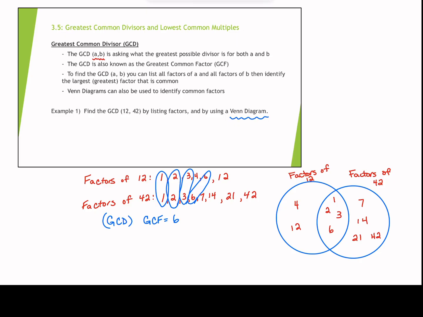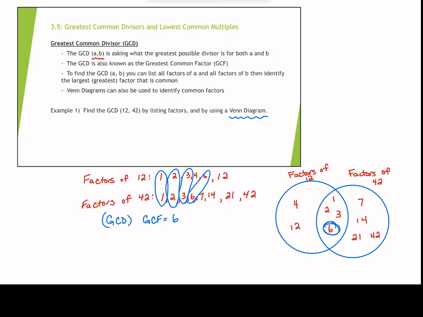And because we're asked to determine what the greatest common divisor, or the greatest common factor, is between these two lists, we can identify that very quickly and say it must be 6, because that's the highest value in the intersection between those two. So once again, we're exploring a couple of different methods to find the greatest common divisor or the greatest common factor.